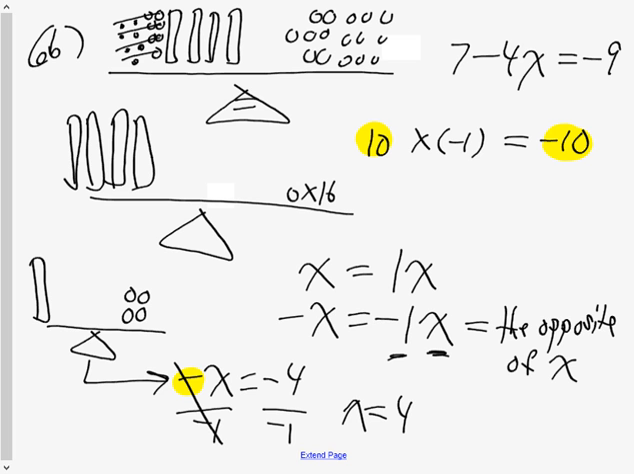X is 4. From a pictorial standpoint, that just looks like this. It just means take your scale, do the opposite of each side, and you have your answer. If the negative x is equal to negative 4, then a positive x is equal to positive 4. Okay?